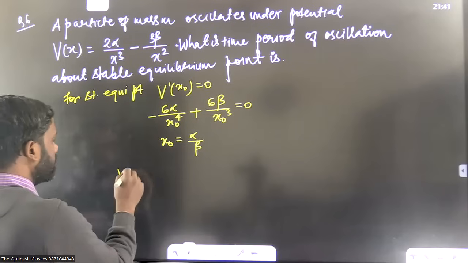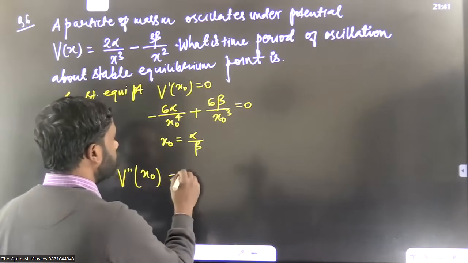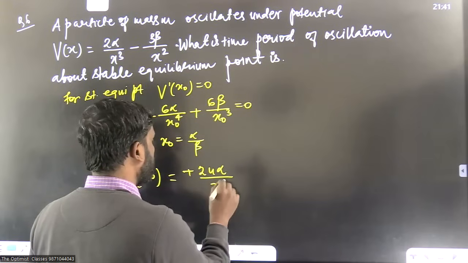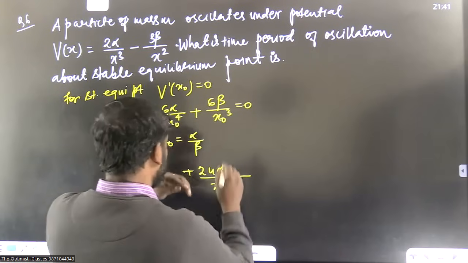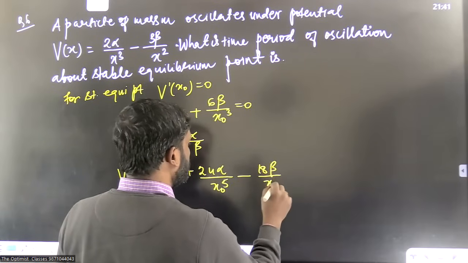Now let's calculate second derivative at x naught. When you calculate second derivative, you get here plus 24 alpha upon x naught to the power 5 and minus here you get 18 beta upon x naught to the power 4.